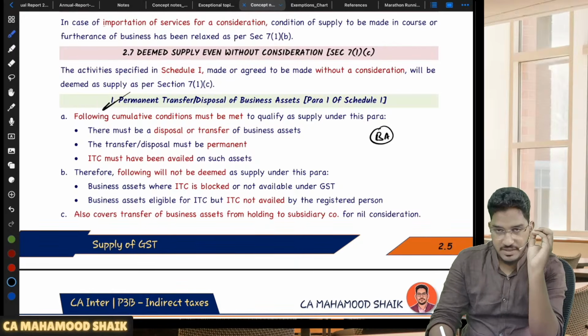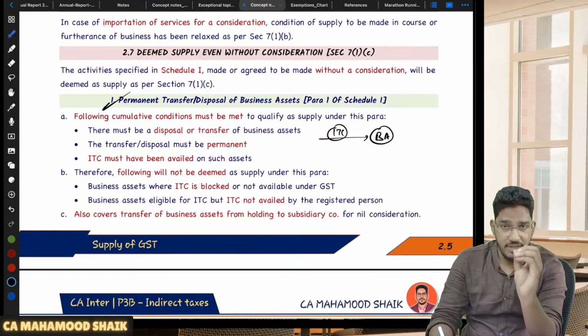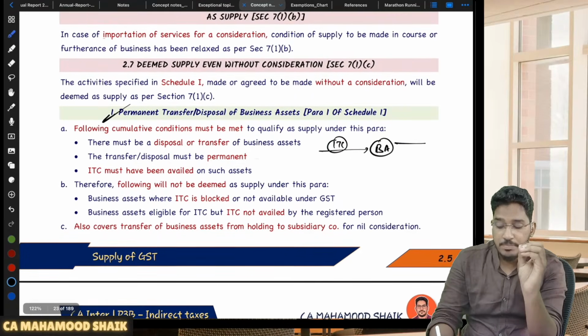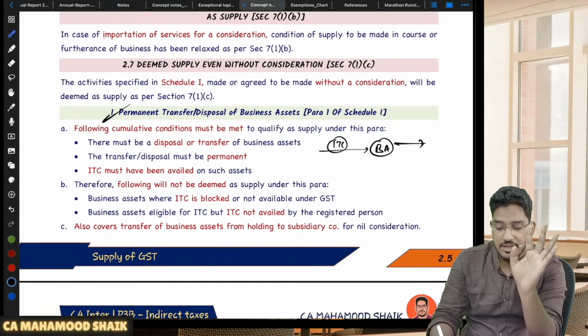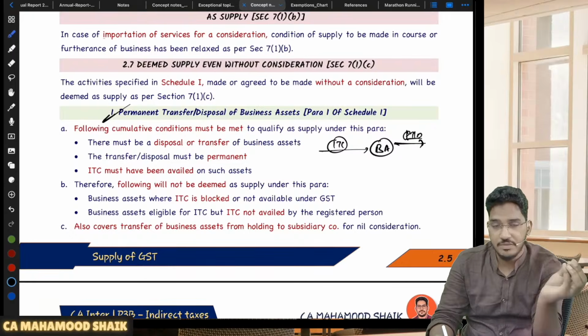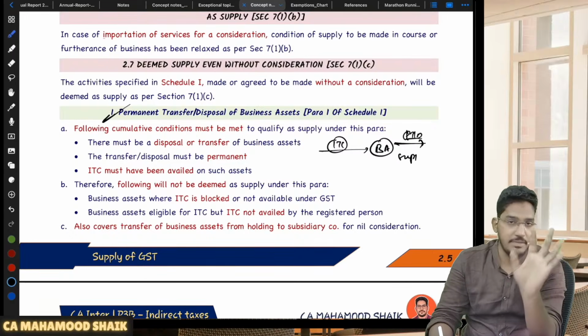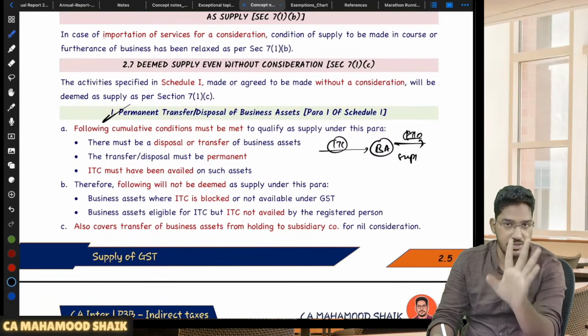In case there is any business asset on which you have availed input tax credit, which you are permanently transferring or disposing of without any consideration, even though there is no consideration involved, that permanent transfer or disposal of a business asset on which you have availed input tax credit will be deemed as supply, and on which you are liable to pay the amount of GST.